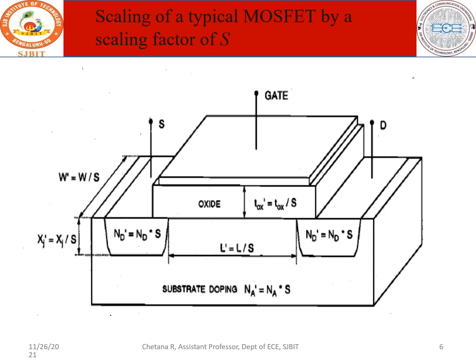So this is the scaling of a typical MOSFET by a scaling factor S. If you look into this, this is the fabrication cross section. You have the substrate, you have the channel, you have the N diffusion or P diffusion, depending on what type of doping is there. You will have the right type of diffusion. And this is the channel.